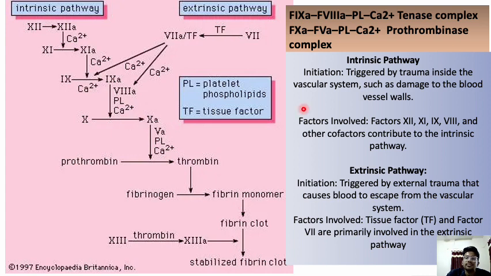Okay, so here the intrinsic pathway is initiated by trauma inside the vascular system, such as damage to the blood vessel walls. The most important factors are factors 12, 11, 9, 8, and other cofactors. While the extrinsic pathway is triggered by external trauma that causes the blood to escape from the vascular system. Here, the tissue factor as well as factor 7 are the most important factors.